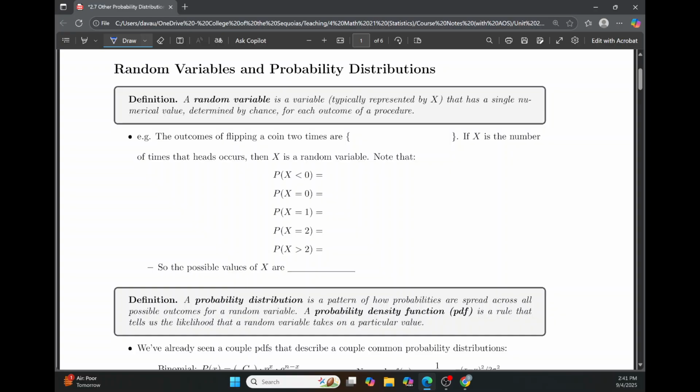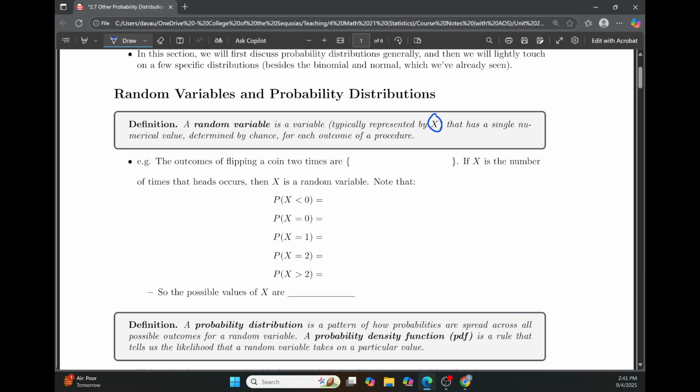We'll usually use a capital X to represent a random variable, and to see what we mean by this definition, let me give you an example. The outcomes of flipping a coin 2 times: we could get heads both times, so heads and heads. Or heads first and then tails. Or tails first and then heads. Or tails both times. Those are the possible outcomes of flipping a coin twice.